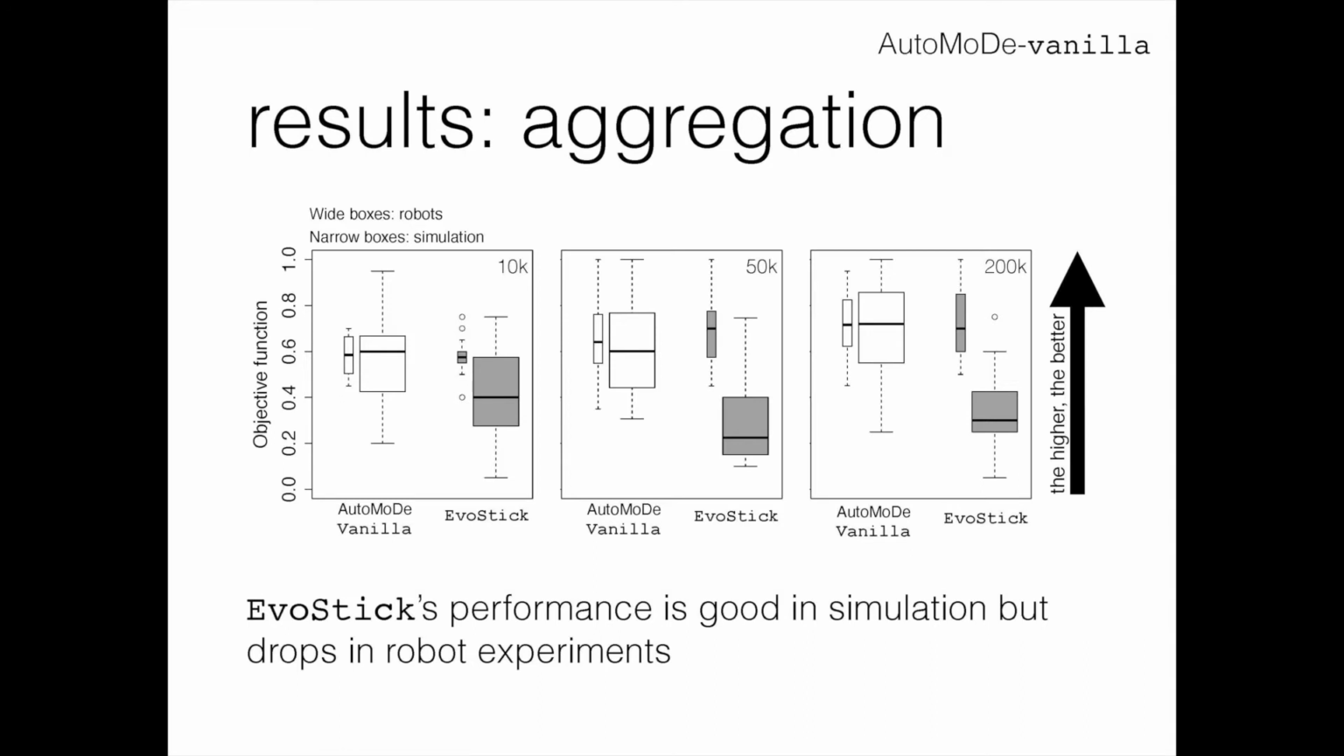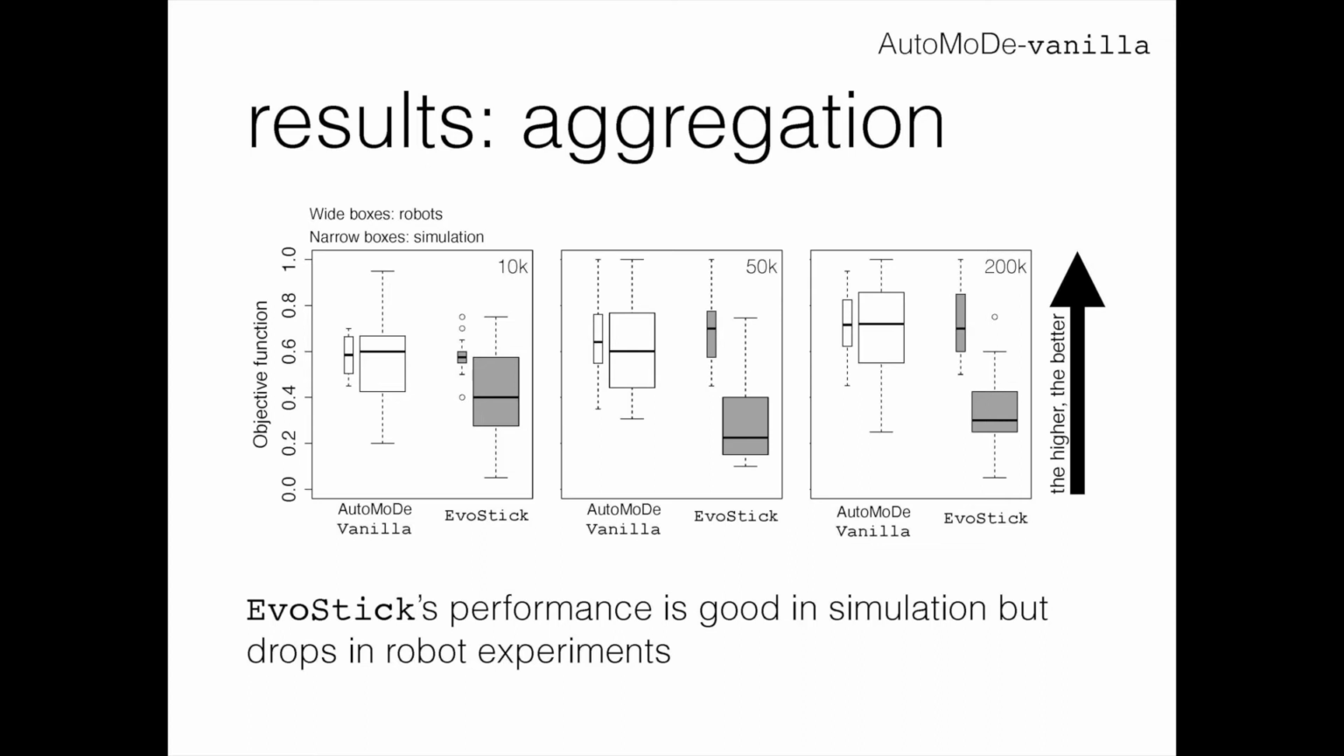Here we have the results for the mission aggregation. The three box plots that you see concern design budget 10K, 50K, and 200K. You see in white the results for Vanilla and in gray the ones for EvoStick. The thin boxes are the results obtained in simulation, and the wide boxes are those obtained on the real robots. In this mission, the objective function is to be maximized, so the higher the better in this plot.